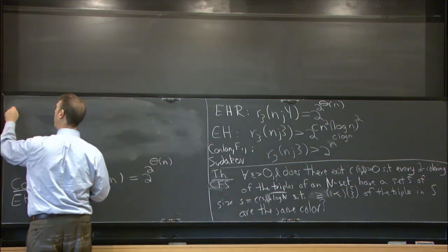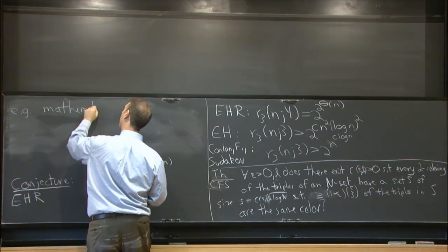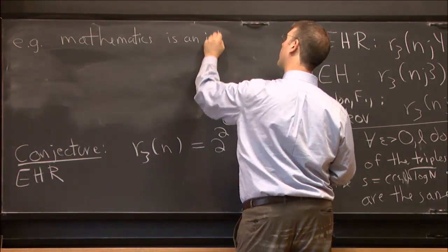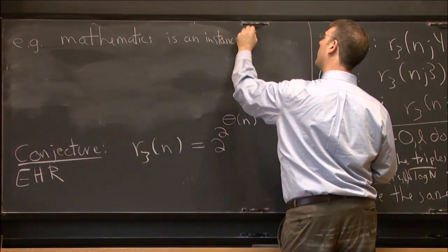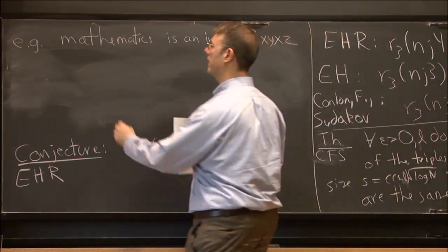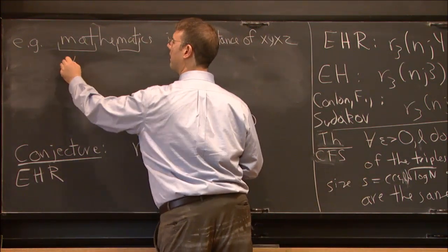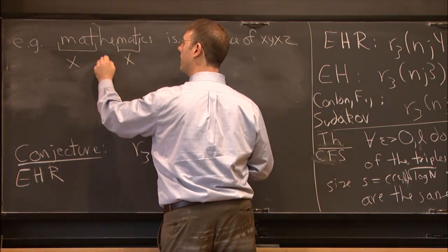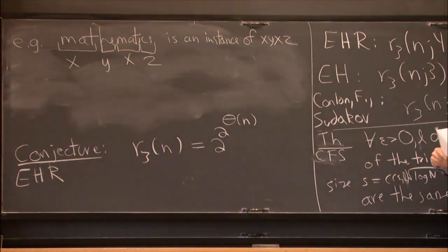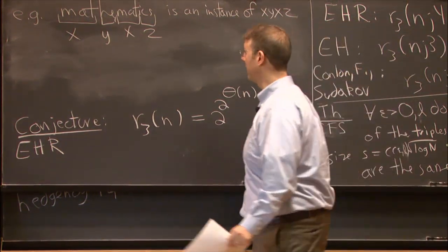So let's look at the word mathematics. And I claim this is an instance of x, y, x, z. So I could take mat and I see that's repeated twice. I'll make that my letter x. And HE will be my y, and x will be my z. And so mathematics is an instance of x, y, x, z.